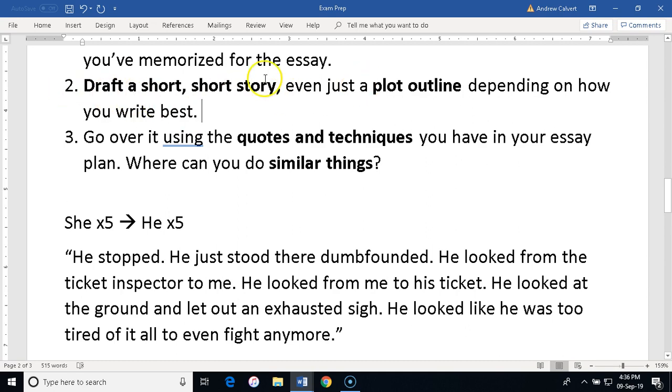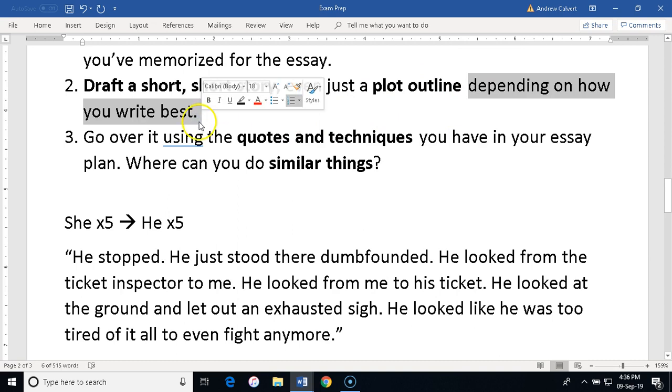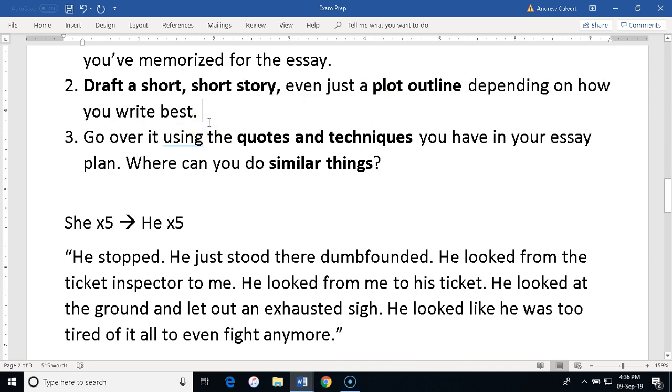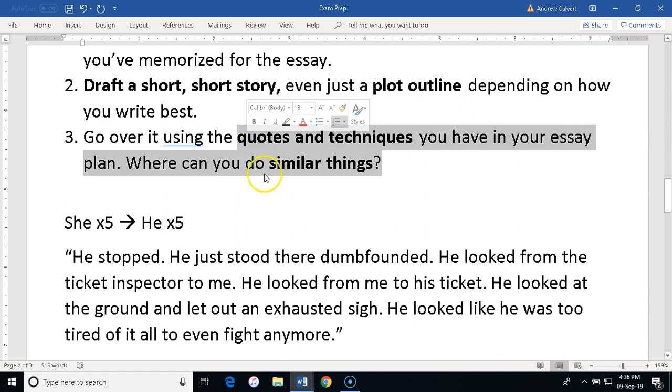So write a very short story or just a plot outline. It just depends how you write best. Sometimes you can't just plot out an outline. You need to actually write it. It's up to you. Whatever you do, just get it out quickly. Then we want to go over it using the quotes and techniques we have up above in our scaffold, our prep sheet for our essay. We want to do similar things.